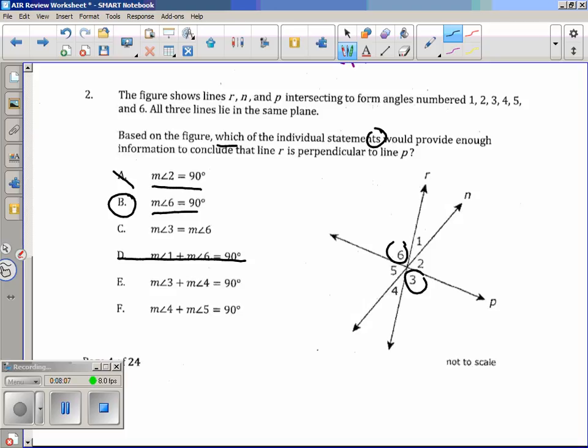3 plus 4 adding up to 90? No. Because angle 3 is going to be a 90 because we have R and P. So these two lines, that would have to be 90. This would have to be 90, so 4 plus 5 also has to be 90. So B and F would be our choices here.